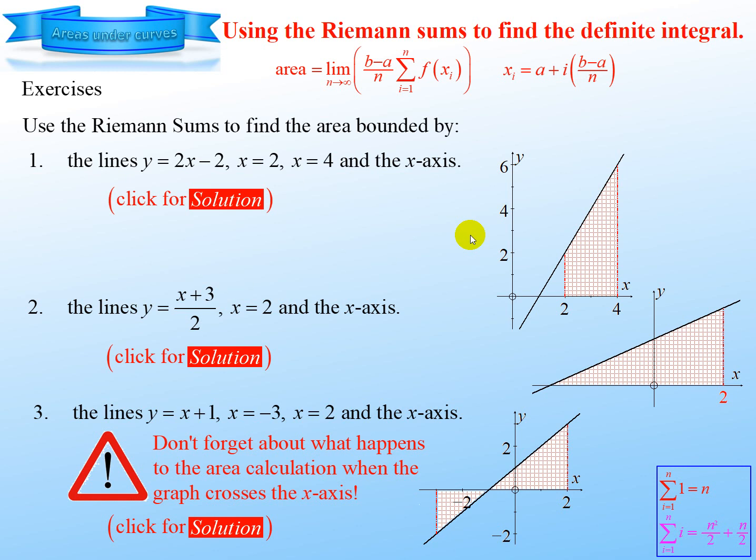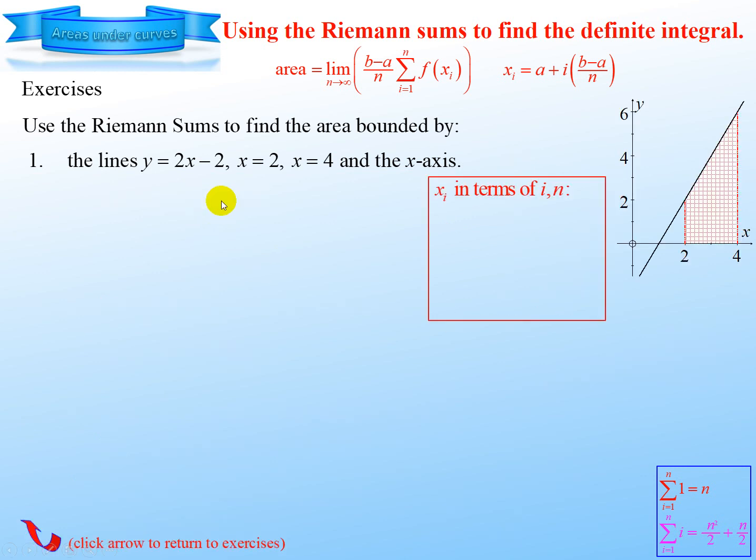Hello again. Here are the solutions to the Riemann sums exercises which were in the previous Riemann sums video and PowerPoint. So I'm going to click the solution there. That'll take me through to the solutions of number 1. First, of course, I have to find xi. There we have our bounds. There's the equation f of x.